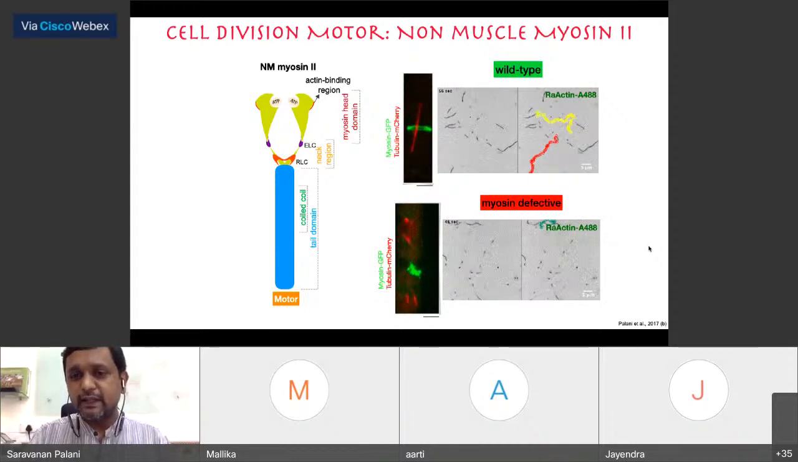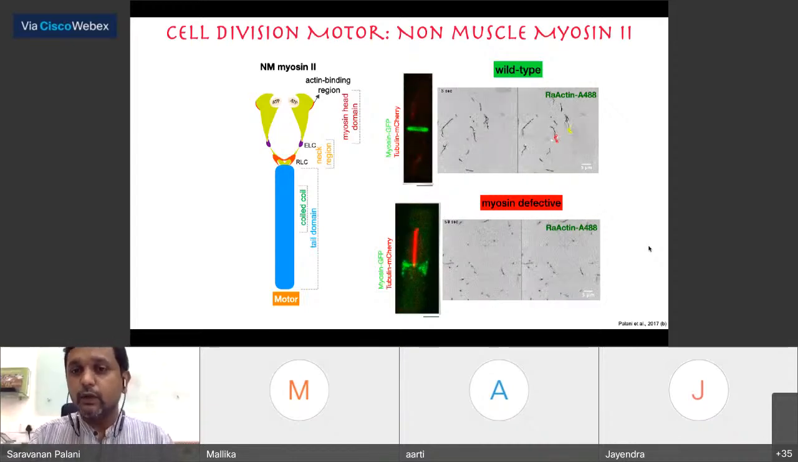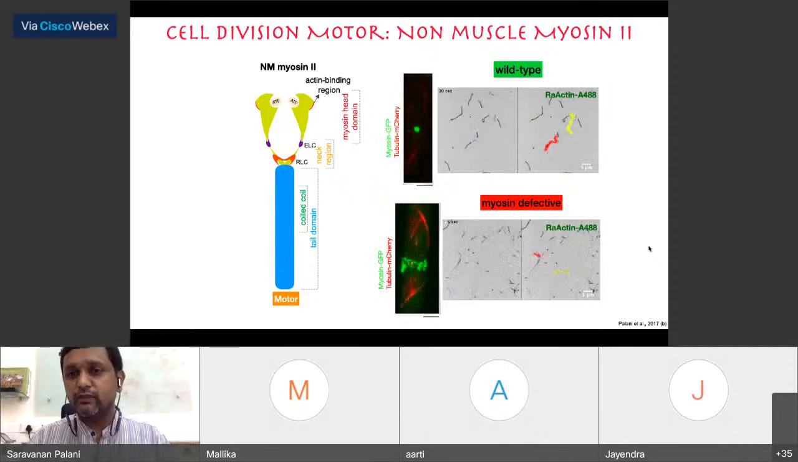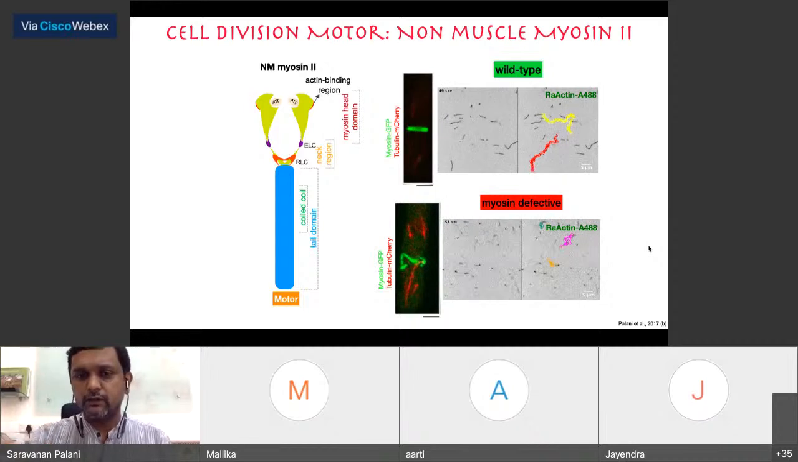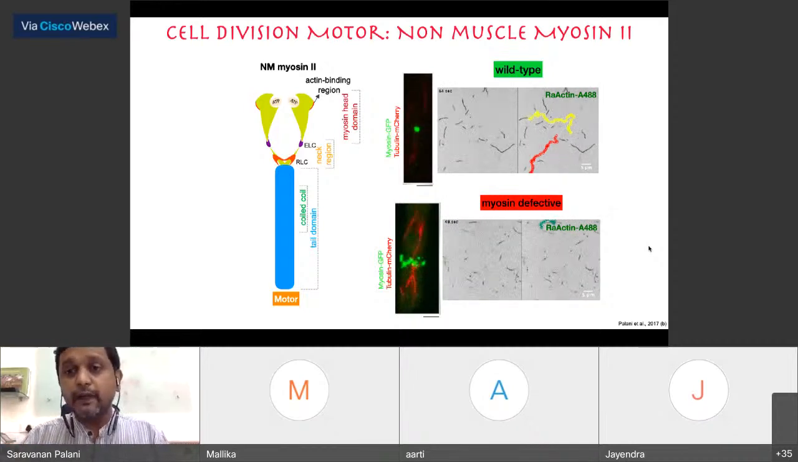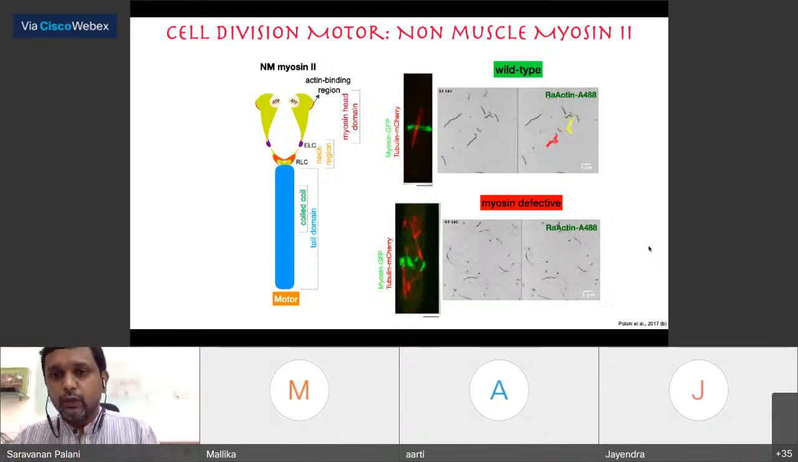But still, the defective myosin mutant was not able to form a ring or to constrict. It stayed and then just disappeared, or the bundles were just falling out. So we wanted to show that in vitro. How did we do it?